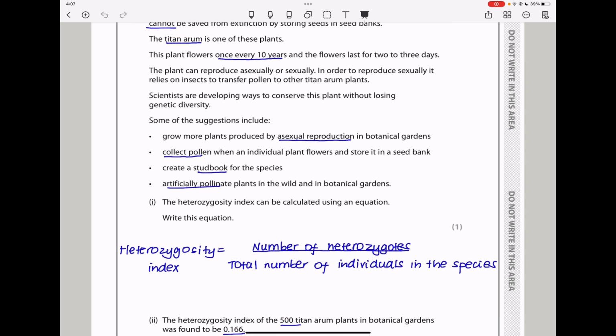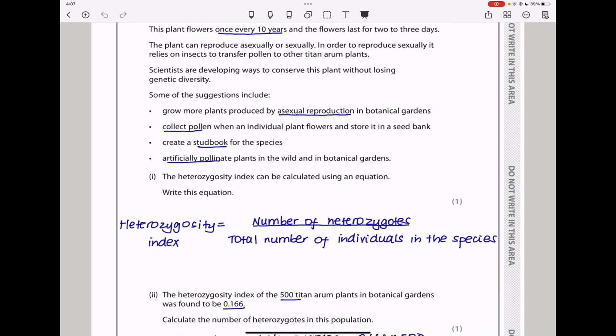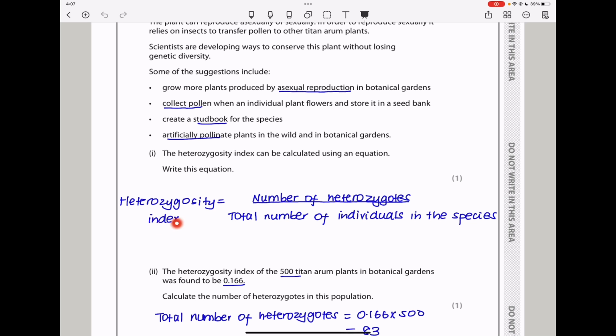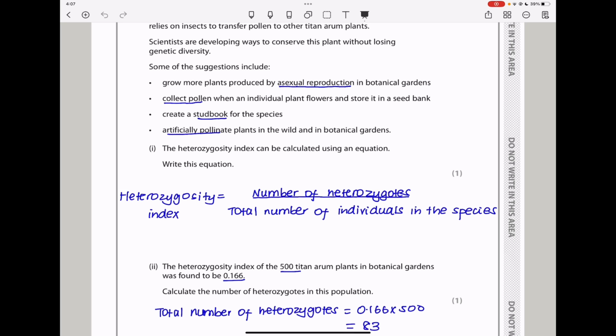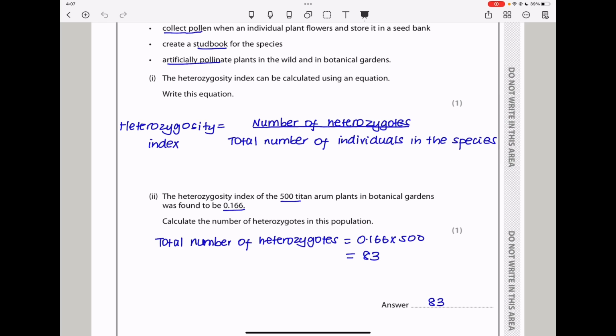The first part says the heterozygosity index can be calculated using an equation. Write this equation. The heterozygosity index is equal to the number of heterozygotes divided by the total number of individuals in that species. Next, they say the heterozygosity index of 500 Titan arum plants in botanical gardens was found to be 0.166. Calculate the number of heterozygotes in this population. The number of heterozygotes is going to be that times that, and the answer comes out to be 83.